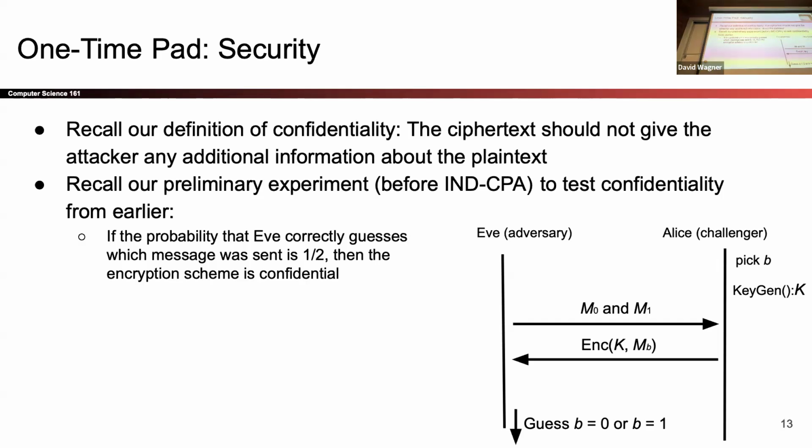Eve does not know whether Alice picked the first message or the second message. That's what Eve's going to try to figure out. So one message might be "buy stocks" and one might be "sell stocks."